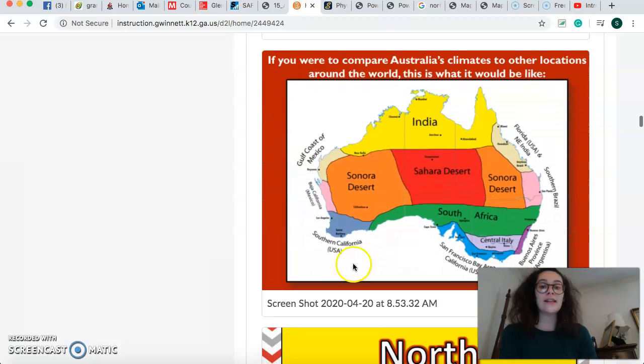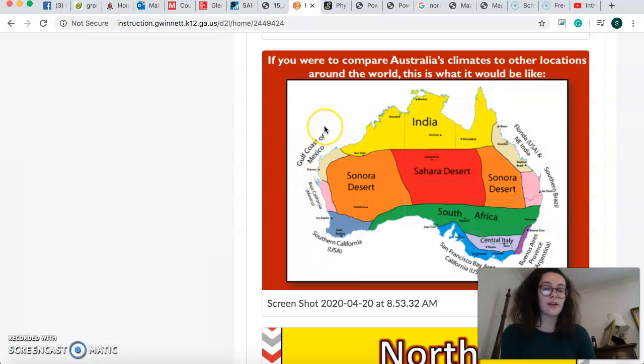I have this slide right here and I thought it was really, really cool because it shows you what the weather is like in Australia compared to the rest of the world. So, for instance, Northern Australia, which is something we're going to be learning about today, is a lot like India, their weather. This little sliver right here to the east is a lot like Florida. If any of you guys have ever been to the Gulf of Mexico, right here on the western side is how it is.